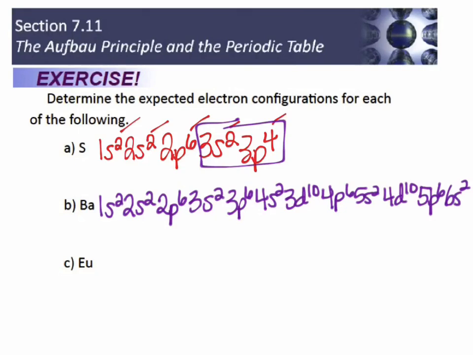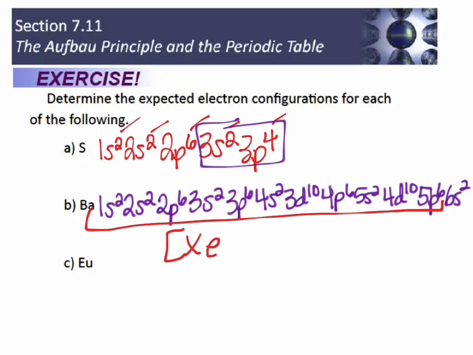Now, if I were to say, what is the core configuration? We use core configuration rather than noble gas configuration. When I say core configuration, what does the inner core of this look like? That's this whole part right here. So that would be the noble gas that comes before barium, which would be xenon. And then we finish it out after that, 6s2.